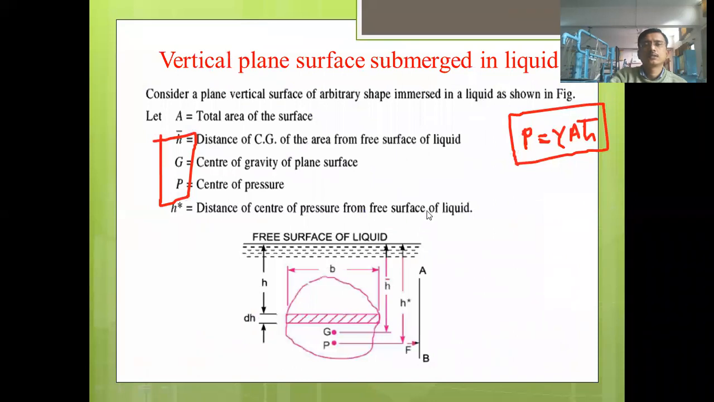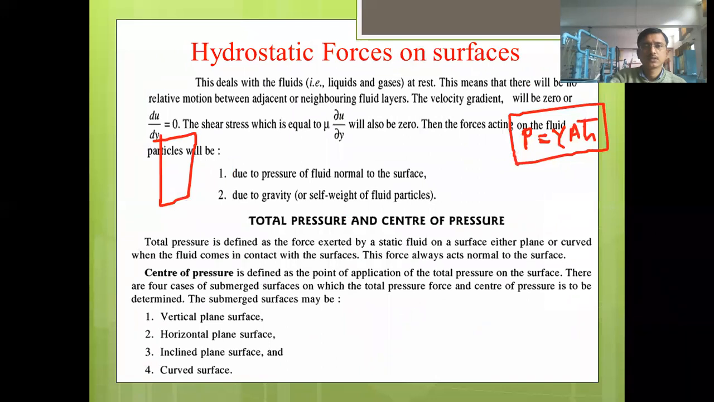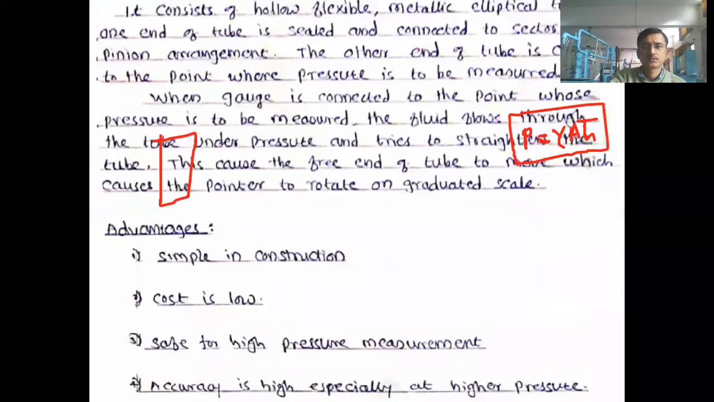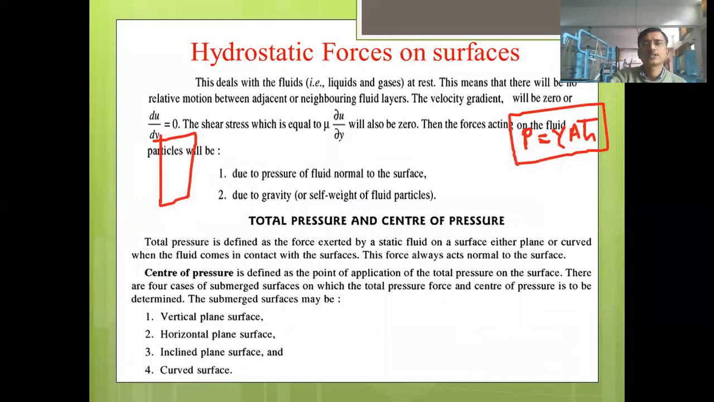First of all, write the title: vertical plane surface submerged in the liquid. Have you written this title and equation in your notebook? No, sir, not written. Okay, then have you written this also? I think it is also not written. No. Okay, write the title: hydrostatic forces on the surface.